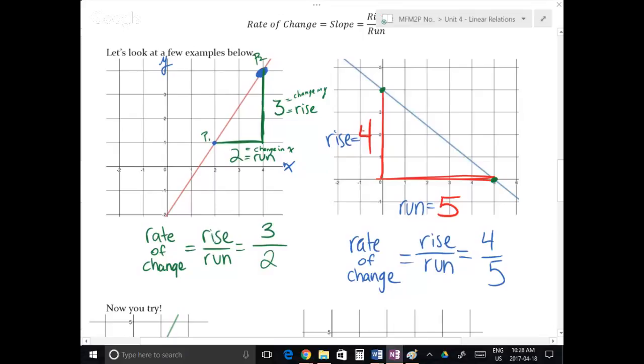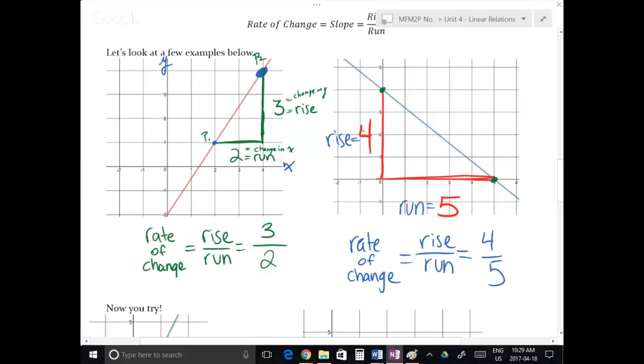I want you to imagine you're walking up this roof as Mario. Is he going up the roof or down the roof? On this one, he's going up the roof. And what about this one? He's going down.